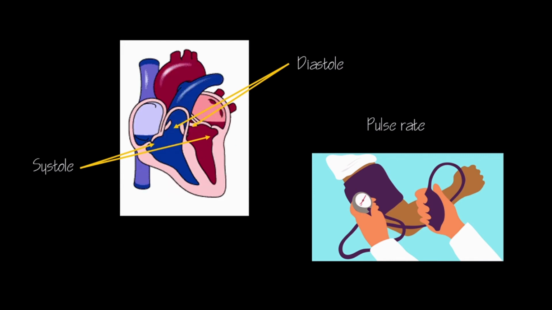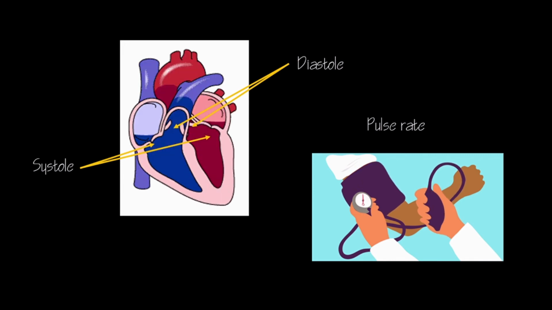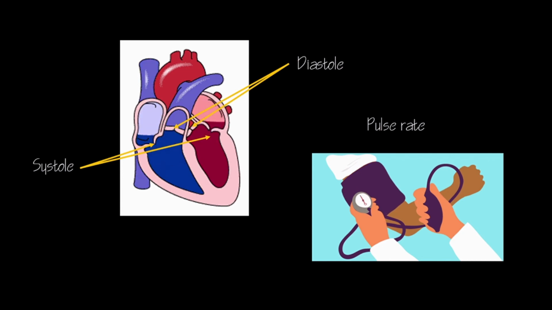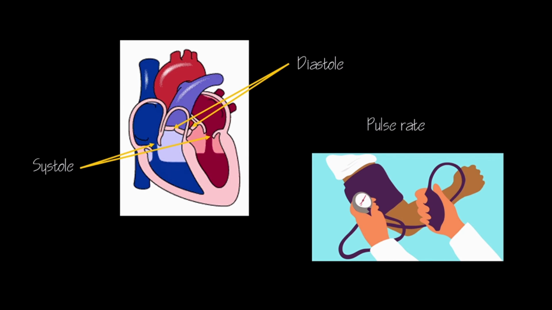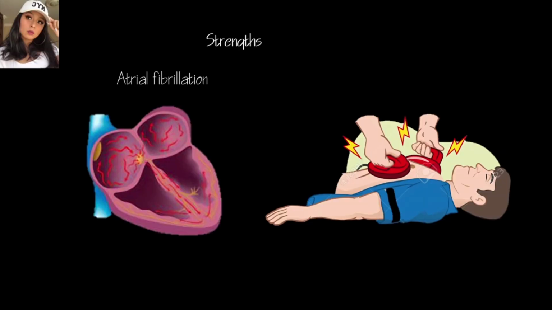Another way of determining the regular functioning of the heart is by examining the pulse rate, in beats per minute. A normal heart rate of an adult is 72 beats per minute, while children normally have higher heart rates.